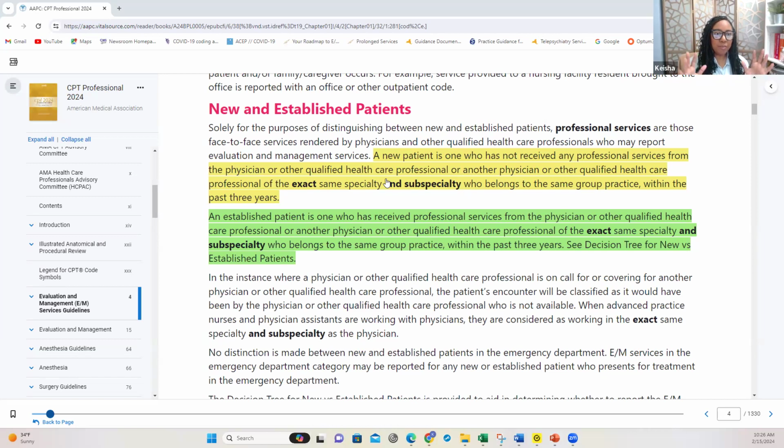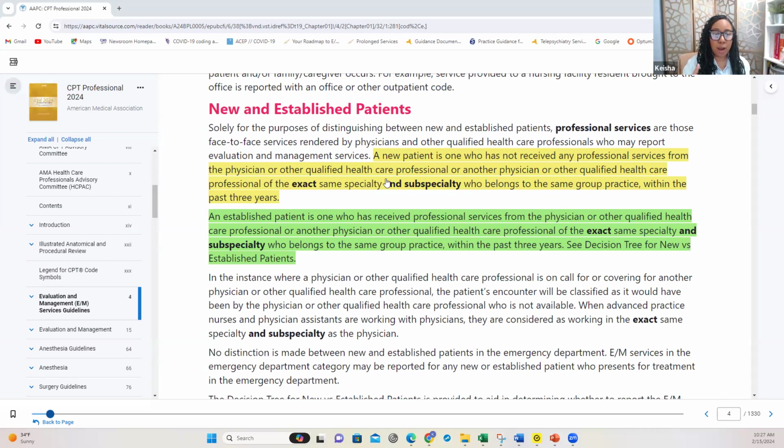So before we even begin to code, of course, we've got to look through the documentation, but we also want to see when was the last time this patient saw anyone within this group practice, and were they the same specialty and even the same subspecialty. Subspecialties are important. Some specialties have subspecialties, and that will distinguish whether this is a new or established patient. Cardiology, for example, has a lot of subspecialties within it. So you definitely want to understand the subspecialties.